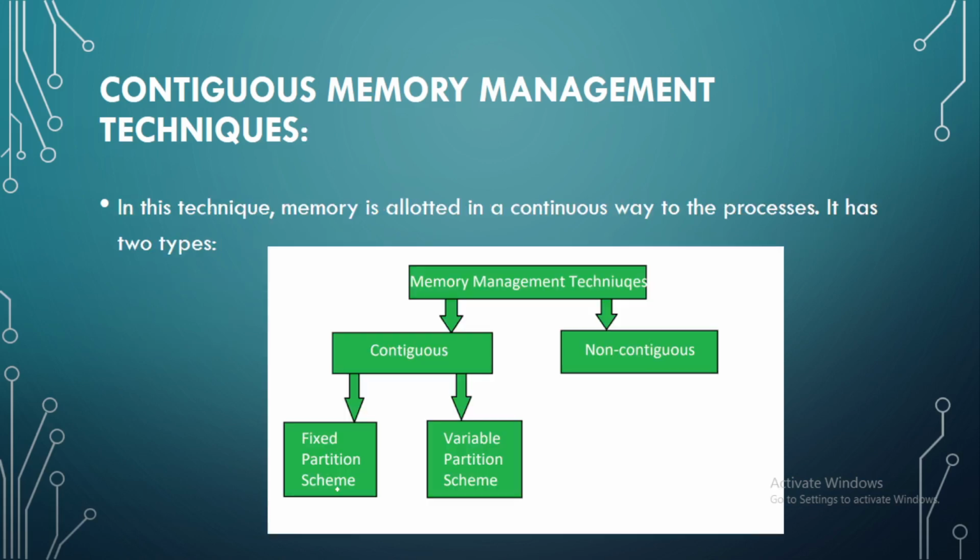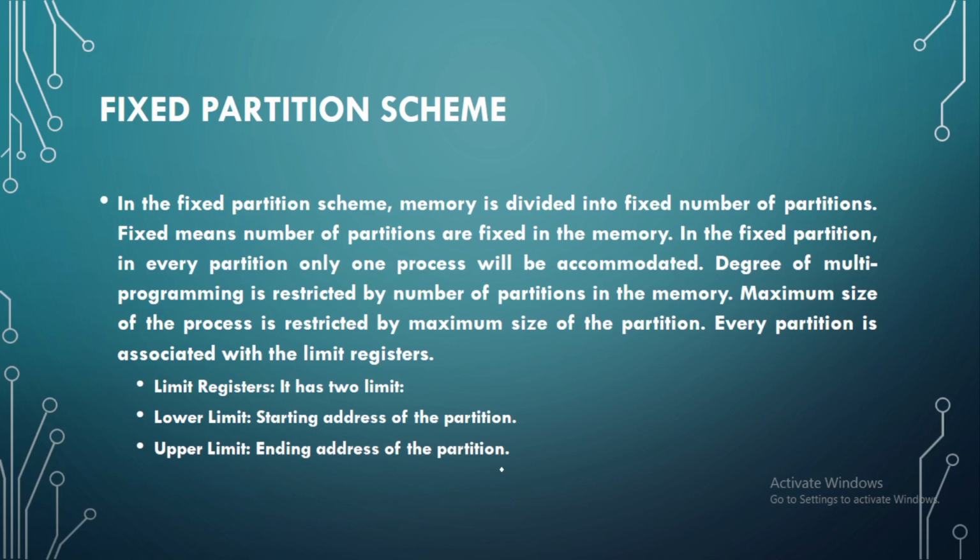In the contiguous memory management technique, memory is allotted in a continuous way to the process. It has two types: the fixed partition scheme and the variable partition scheme. In the fixed partition scheme, memory is divided into a fixed number of partitions. Fixed means the number of partitions is fixed in the memory. In every partition, only one process will be accommodated. The degree of multiprogramming is restricted by the number of partitions in main memory, and the maximum size of a process is restricted by the maximum size of a partition.